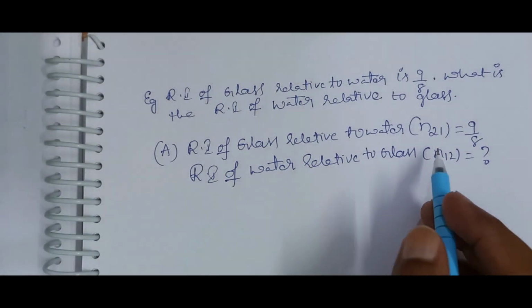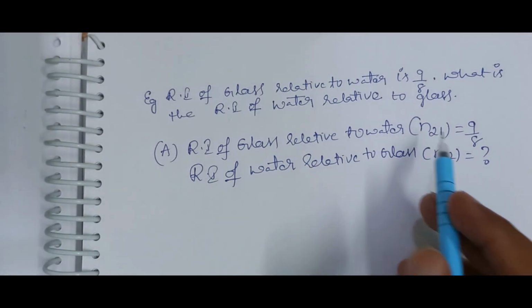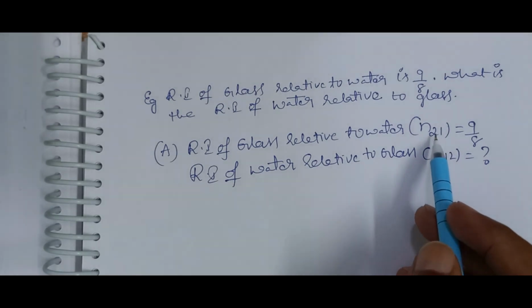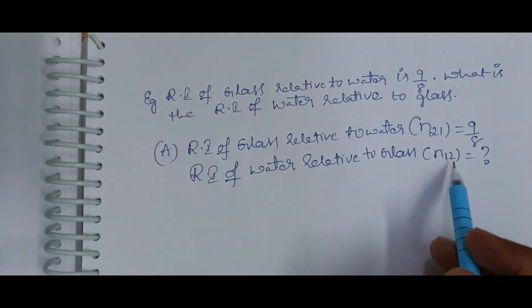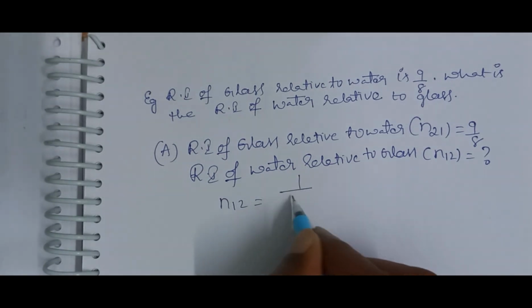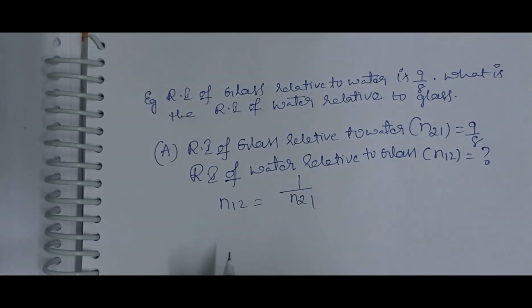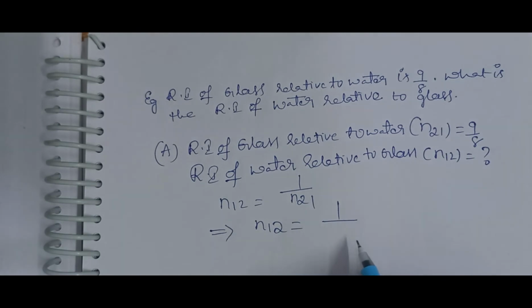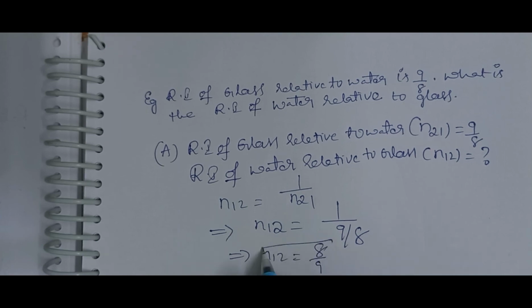In the previous minute we derived the formula showing the relation between n21 and n12. So n12 is equal to 1 by n21. This implies n12 is equal to 1 by 9 by 8. So this implies n12 is equal to 8 by 9.